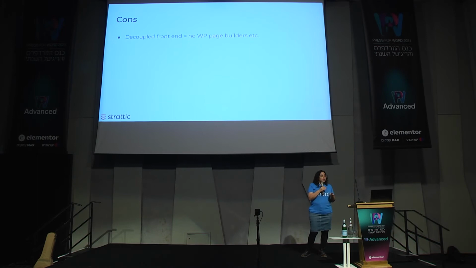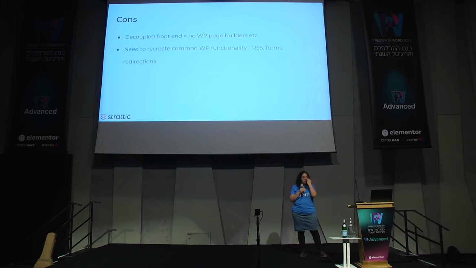So the cons are it's decoupled, and so it means you can't use WordPress functionality that applies to the front end, like page builders. Even Gutenberg is a problem, Elementor, and the others, Beaver Builder. You can't use them in a decoupled architecture. And there's a lot of stuff that WordPress just does out of the box that we take for granted that you have to recreate in a headless implementation.